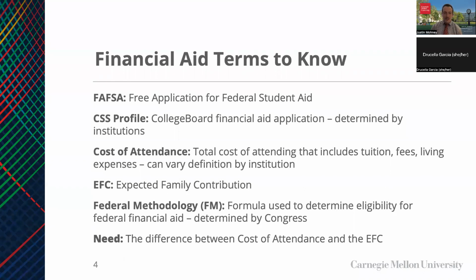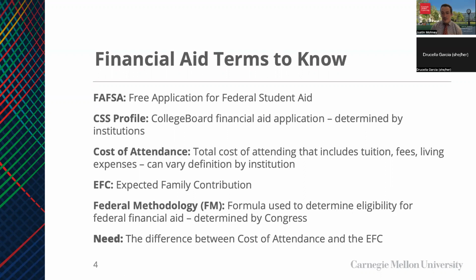Methodologies are something that you'll hear discussed, including the federal methodology. This is the formula associated with the FAFSA that is used to determine your eligibility for federal financial aid. And this formula is approved and determined by Congress. It's actually written into federal regulation.